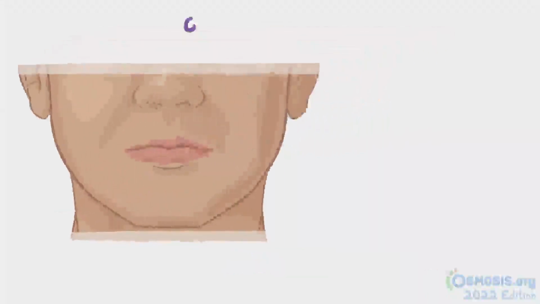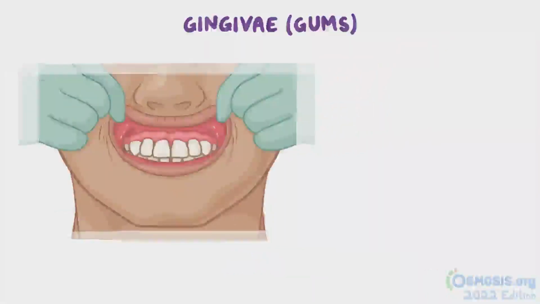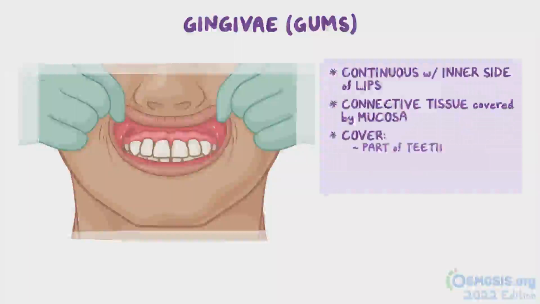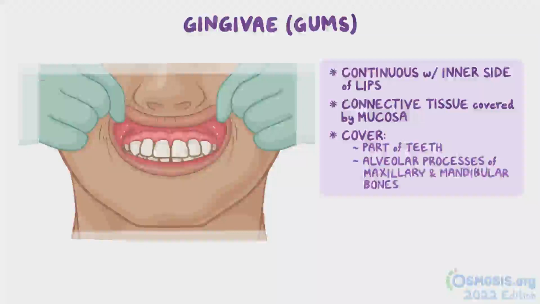Next up are the gingivae, or gums, which are continuous with the inner side of the lips. They're made up of connective tissue covered by mucosa, and they cover part of the teeth and the alveolar processes of the maxillary and mandibular bones. There are two types of gingiva.